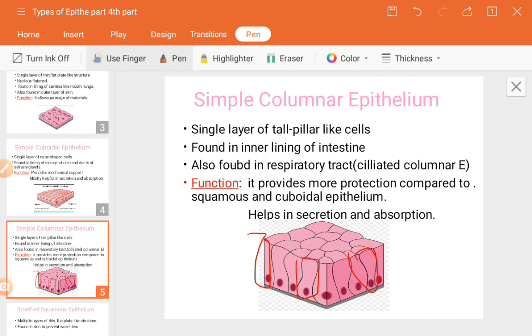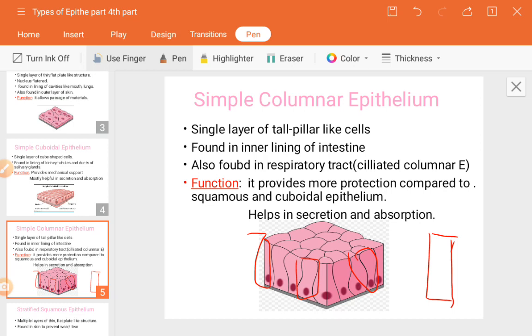The cells of the simple columnar epithelium tissue look like tall, pillar-like cells. Tall, because it is a pillar-like structure. The pillar is nothing but the supportive part of a building, home, or any house. It is found in the inner lining of the intestine. So where is the columnar epithelium tissue found? The inside layer of the intestine is made up of the simple columnar epithelium tissue.